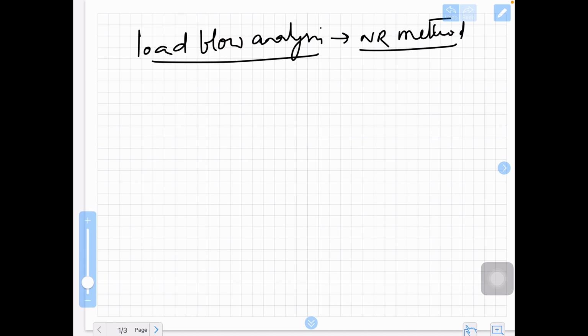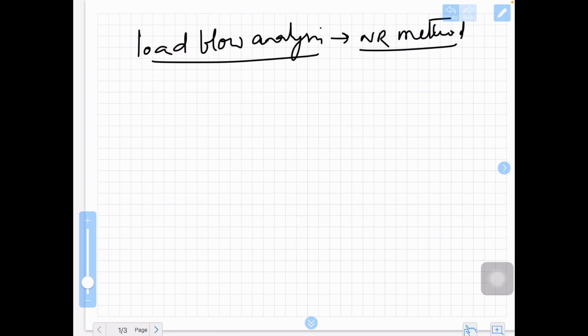In this video, I will be explaining load flow analysis using the Newton-Raphson method. The Newton-Raphson method of load flow analysis is an iterative method which approximates the set of nonlinear equations to a set of linear simultaneous equations using Taylor series expansion, and the terms in the expansion are limited to the first order approximation. Second and higher order derivatives we are neglecting in the Taylor series expansion.